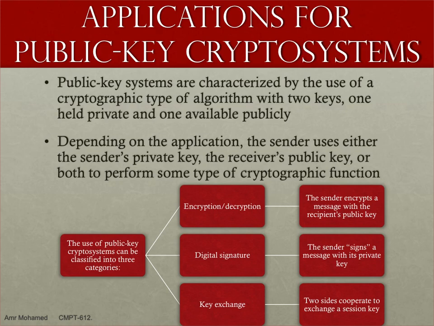So the applications for public key vary depending on the algorithm. The public key systems are characterized by the use of a cryptographic algorithm with two keys: one held private and the other available publicly. Depending on the application, the sender uses either the recipient's public key or its own private key, as we said. For general purpose encryption and decryption, the sender encrypts the message with the recipient's public key. For message digests or message authentication codes, we sign the message with our private key before sending it, so the receiver can authenticate the origin of the message.